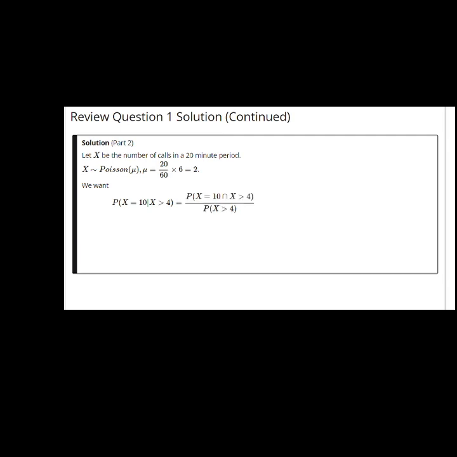That is, of course, the probability X equals 10 and X greater than 4, divided by the probability X is greater than 4. But the numerator, the probability X equals 10 and X greater than 4, can be replaced by the less redundant statement, the probability X equals 10. So if we let f of x be the probability function of the Poisson, then the numerator is f of 10, the denominator is 1 minus the probability X is less than or equal to 4, so we add up f0, f1, f2, f3, f4, and subtract from 1.